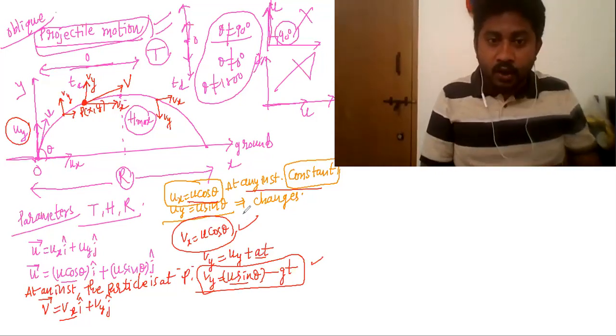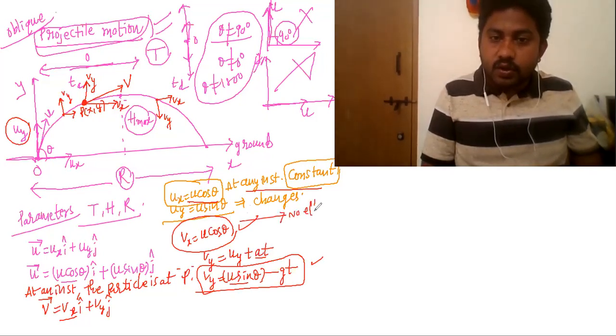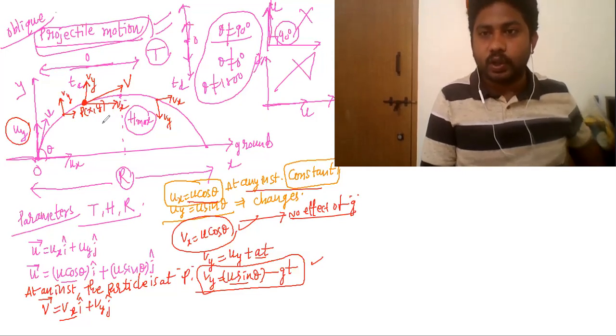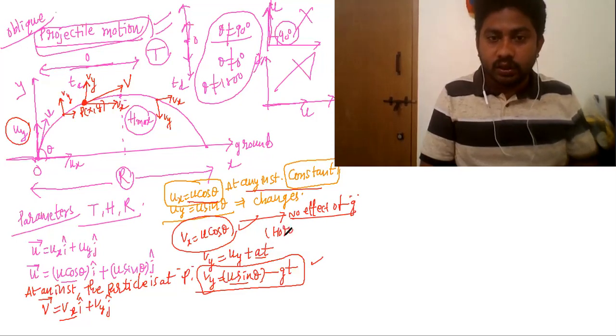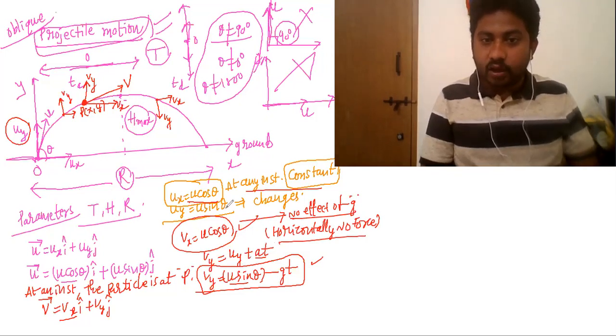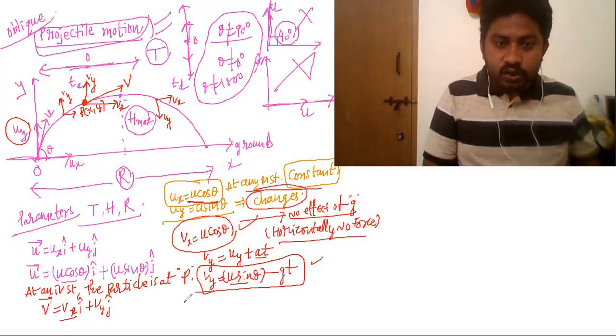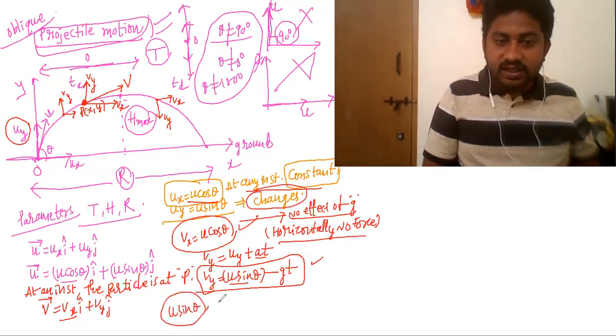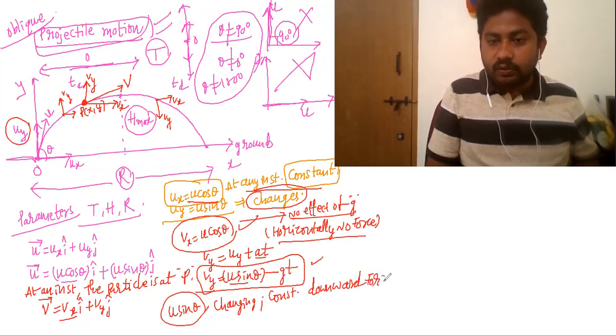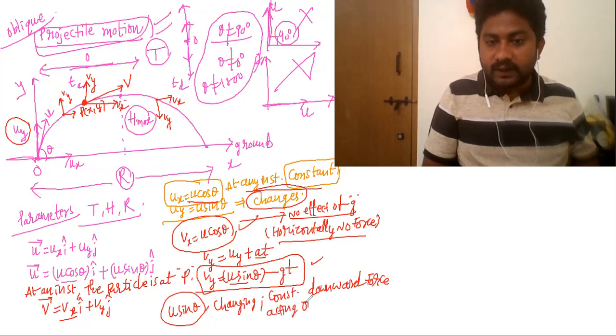Now, again, there is no effect of g on this component because horizontally there is no force acting on the body. Only vertically a force is acting on the body, that force is called gravitational force. That is why the Vy component is changing. You can see this is changing. So u sine theta is changing because a constant downward force is acting on the body. Are you understanding?